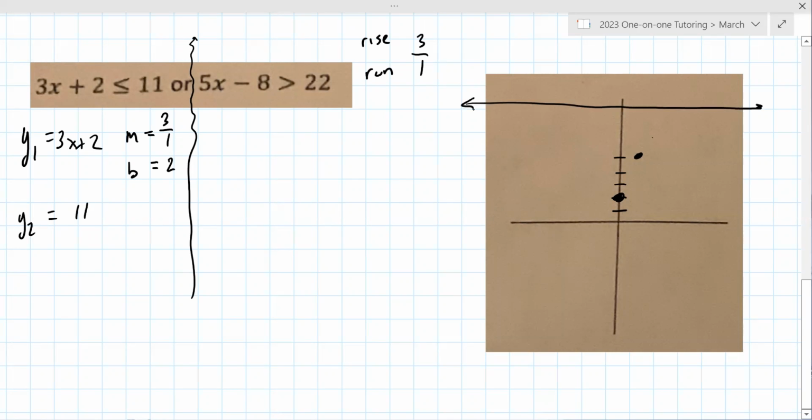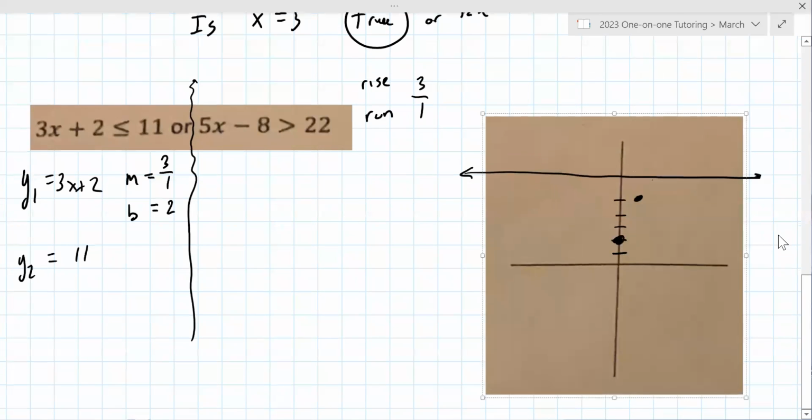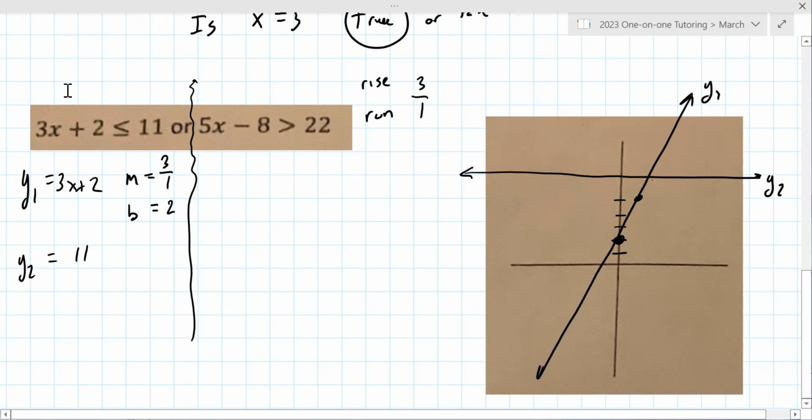So y2 equals 11 is a horizontal line. This is not going to be good. All right, not to scale. So here's your y1, there's your y2. Okay. And we talked about this yesterday.